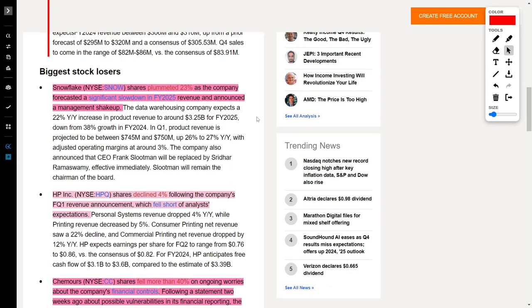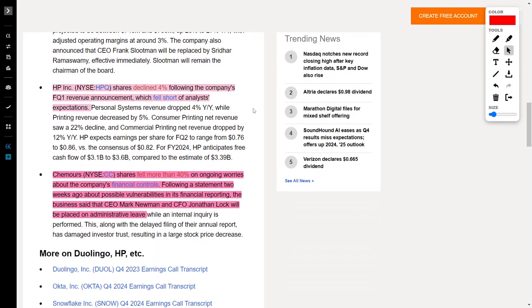Earlier, we mentioned Snowflake, ticker symbol SNOW, in regards to their share price falling by 23%. But here are two other things that you need to know about this company in regards to why their share price is falling. The company not only forecasted a significant slowdown for their upcoming revenues, but they also announced that they are shaking up their management team. And like I said before, I am actually using this negative news as a buying opportunity, but always make sure to do your own research.